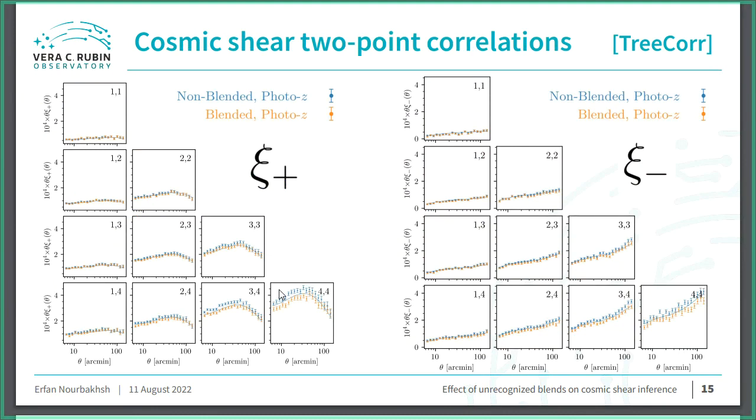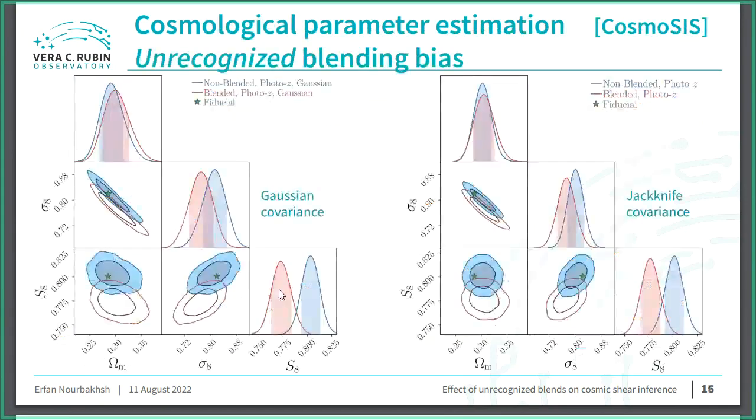So this is the cosmic shear 2-point correlation, xi plus on the left and xi minus on the right. On the x-axis, you see the angular separation, and on the y-axis, you see the cosmic shear signal. For the non-blended sample, you see data points in blue, and for the blended sample, they are shown in orange. As you can see, there is a suppression in the cosmic shear signal due to blending here, and what we want to know is how this suppression can be translated to actual biases in cosmological parameters. And this is what I'm going to show you in the next slide.